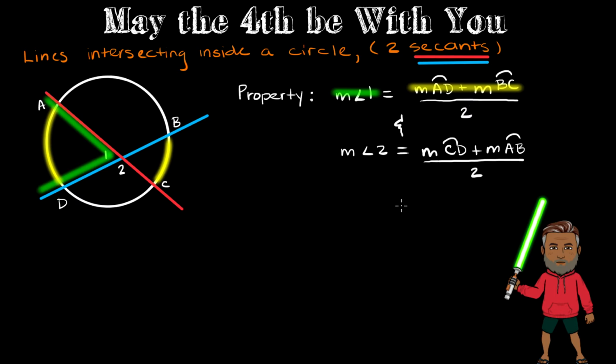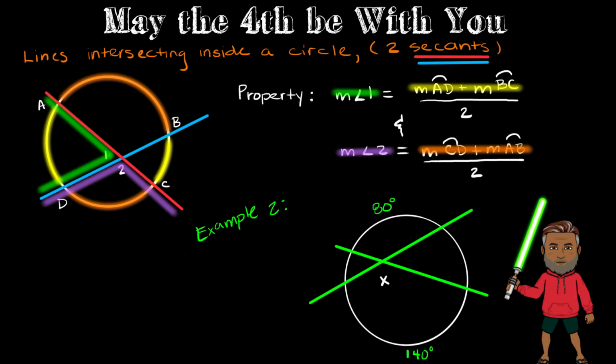So the way that we say this is that angle 1 is equal to its corresponding arc, plus its vertical angle's corresponding arc, added together and then divided by 2. Now the same thing can be stated about the second angle. So if I highlight this one for you as well, you'll notice that angle 2, or the purple angle, corresponds to arc DC, and its vertical angle also makes sense. So we're going to say that angle 2 is equal to arc DC, plus its vertical angle's corresponding arc AB, divided by 2.